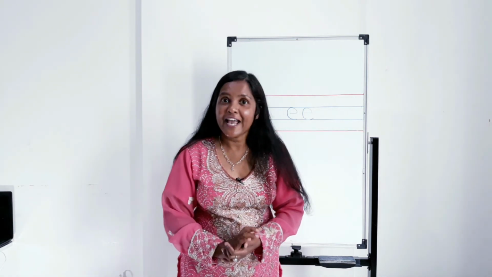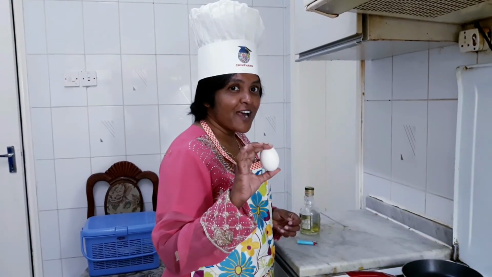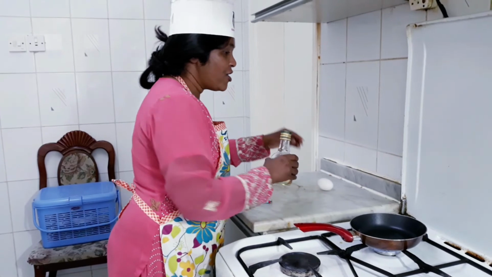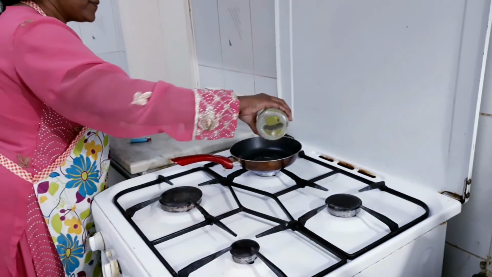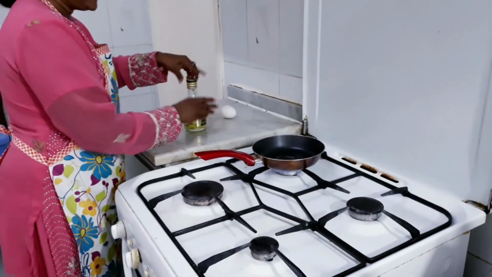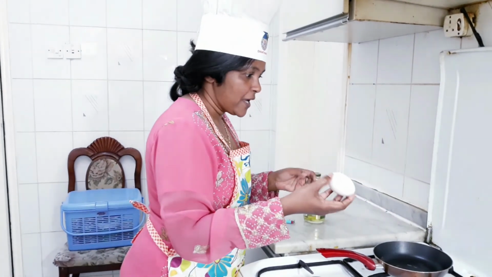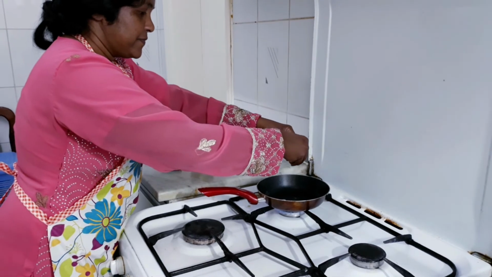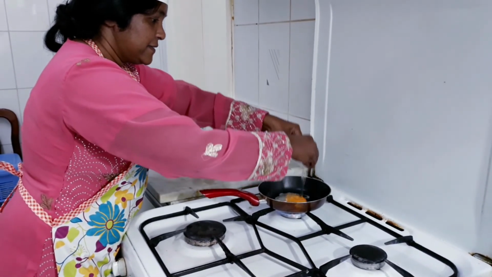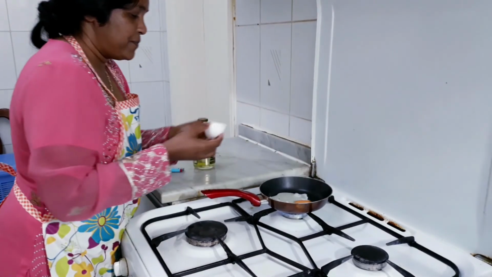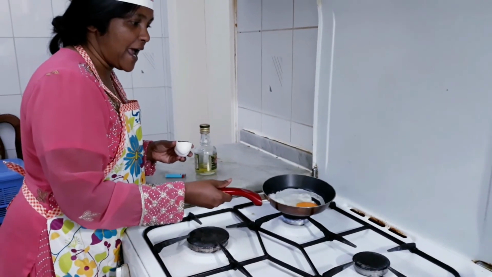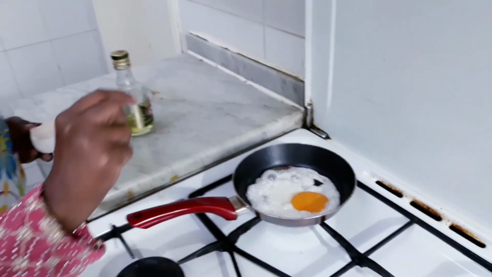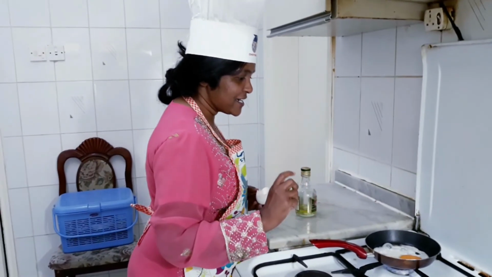Let's see how to fry the eggs. Hi children, I'm going to fry an egg. I kept the saucepan and it's heating. I'm going to add a little oil. Yes, it's done. Now I'm going to crack the egg and put it in. See, when the egg is cracking, the sound comes. Now my egg is ready. Can you see the egg yolk? Yellow color. The other parts, white color.